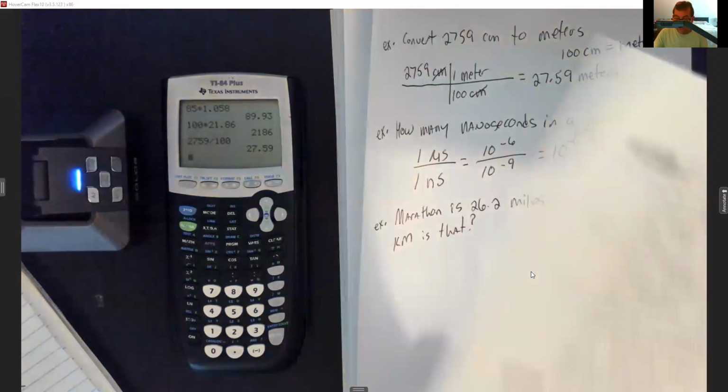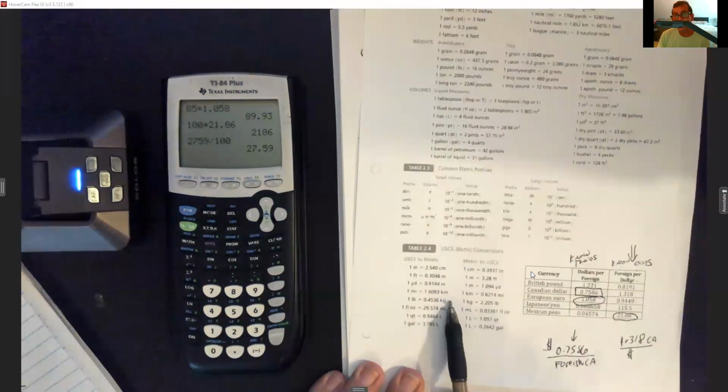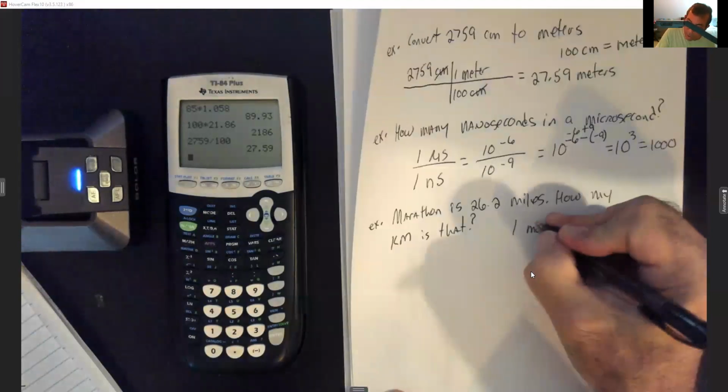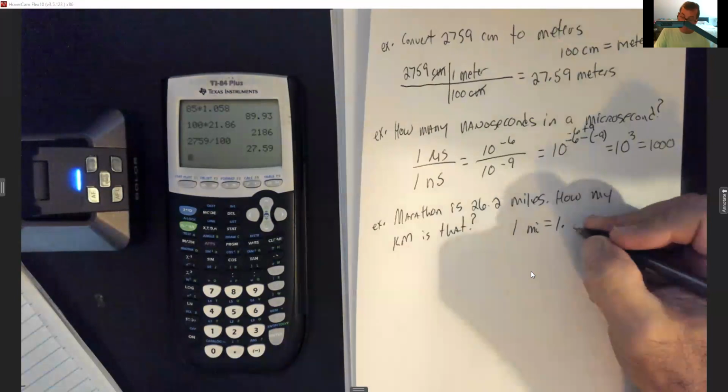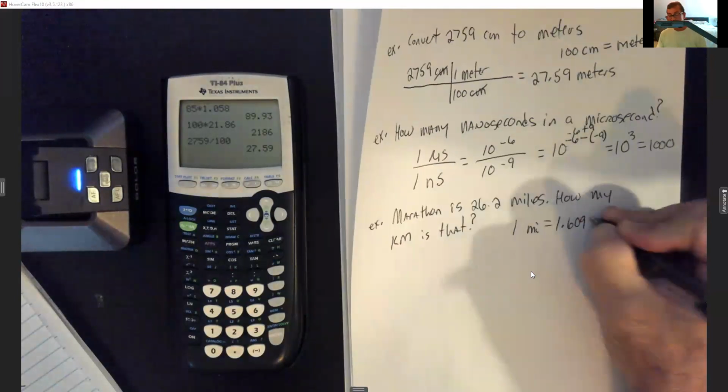So if you notice down here on the bottom, this chart had the US to metric, and down here you see that 1 mile equals 1.6093 kilometers. So that's what we needed.